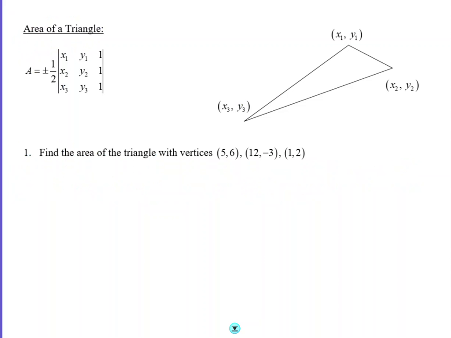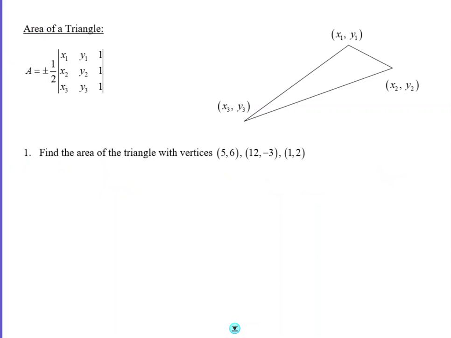First, one way to find an area of a triangle is using this formula. You have plus or minus 1/2 times the determinant of this matrix. The matrix has the x and y coordinates of the points, and then the third column is just a bunch of ones. So if you have a triangle on a graph, you can use the coordinates, find the determinant of the matrix, and use that to find the area of the triangle.